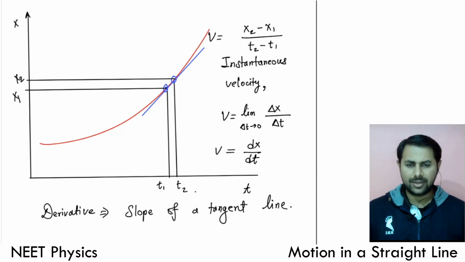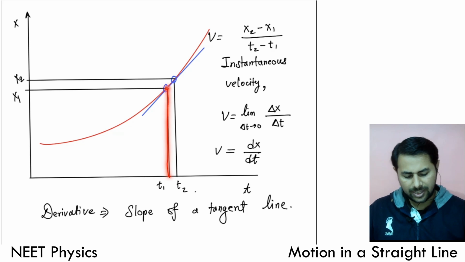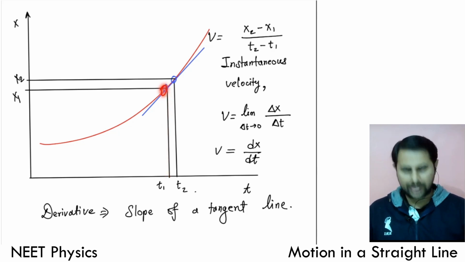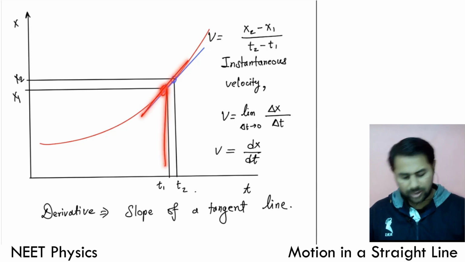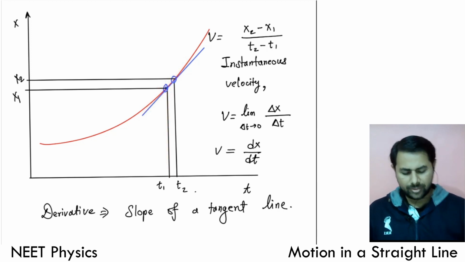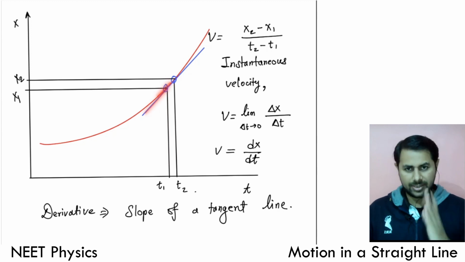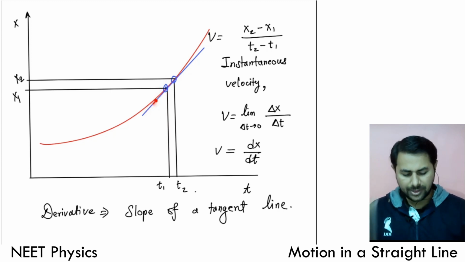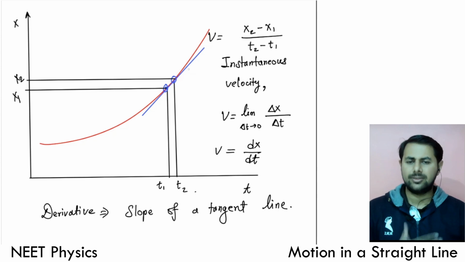And how do you get that? From the xt curve, it is the slope of a tangent line. If you want the velocity at time t1, you just draw a straight line like this. It will meet the graph over here. This is the point corresponding to time t1. Just draw a tangent there. Then the slope of the graph and the slope of the tangent at that point will be equal. That means the velocity will be the slope of the tangent to the graph. Is this clear? Yes, no? Everyone?